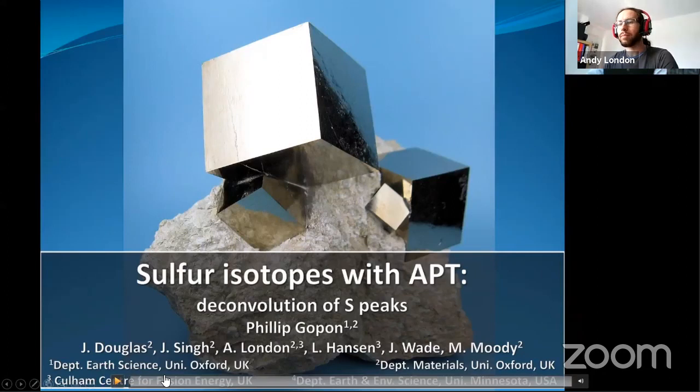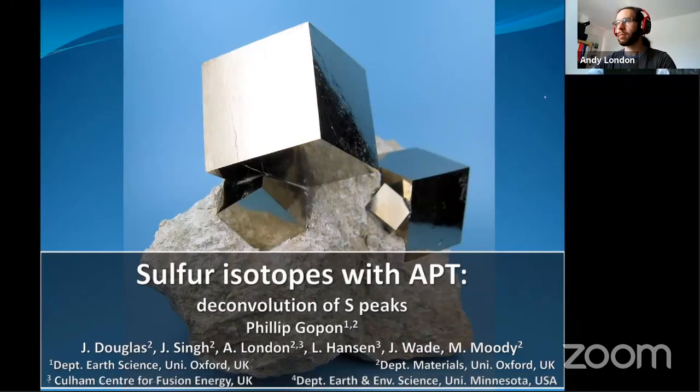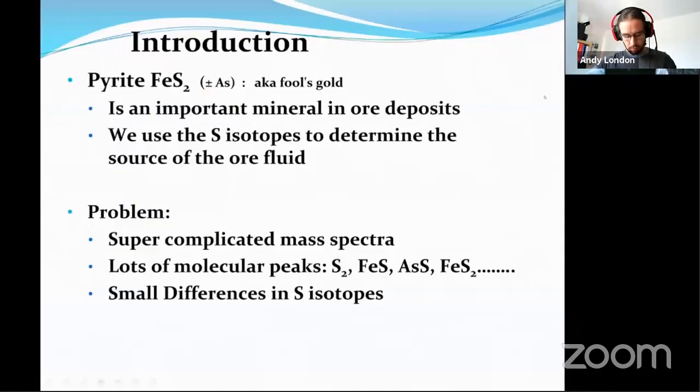All right, I'm Phil, and we'll be talking about sulfur isotopes with the atom probe and the script that we wrote to do that. Mostly I'll be talking about pyrite, which is an important mineral in ore deposits. We use the sulfur isotopes to determine the source of the ore fluids, among other things. The problem analytically is that it's a very complicated mass spectrum. Lots of different elements are present here beyond just Fe and S.